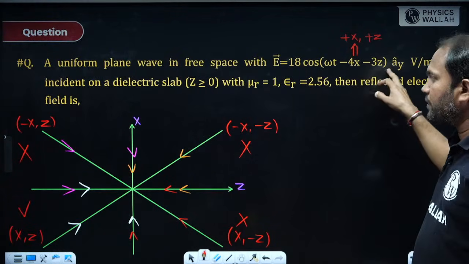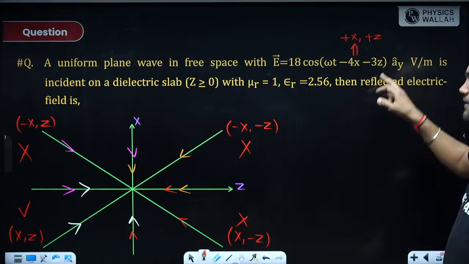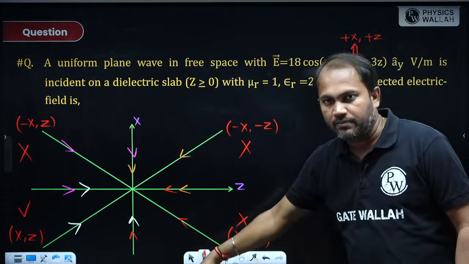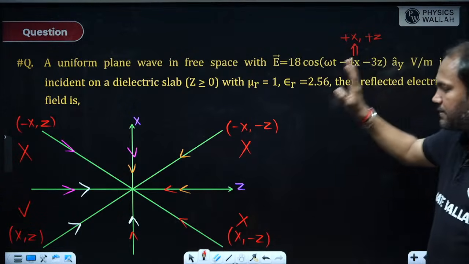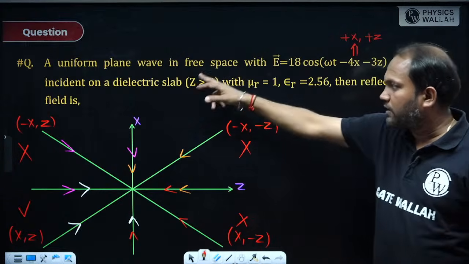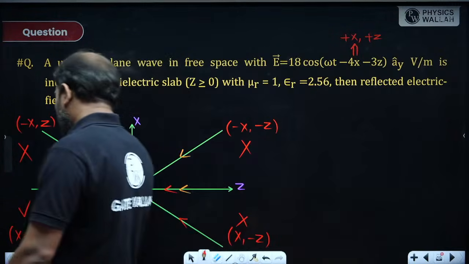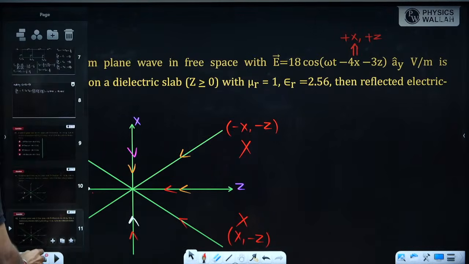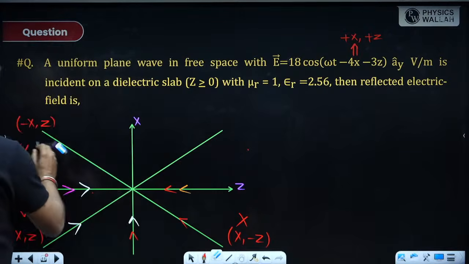Propagation will decide the plane. If it is traveling in the XZ plane, it will be XZ. If it is XY, then the XY plane. If it is YZ, then the YZ plane. So the plane will be decided by the wave and the boundary will decide the normal. These are the two things we have to understand. Which plane is it? Correct.